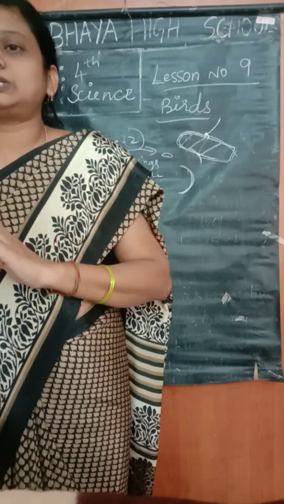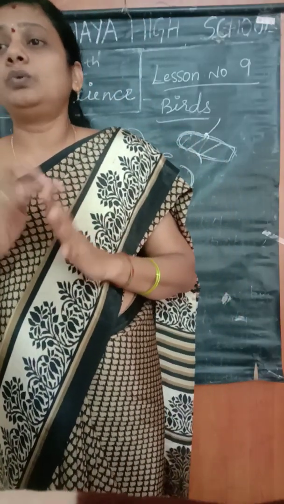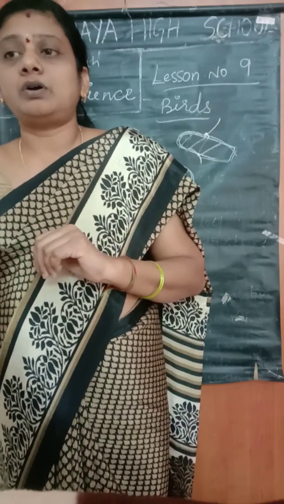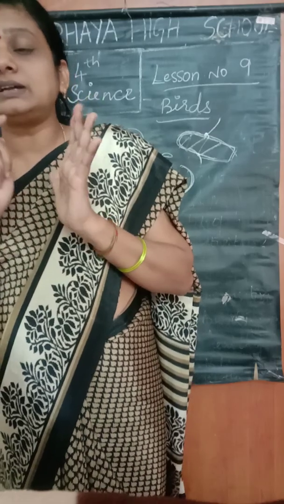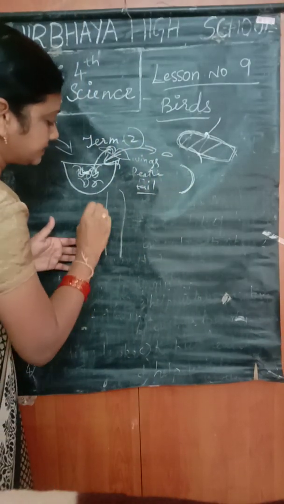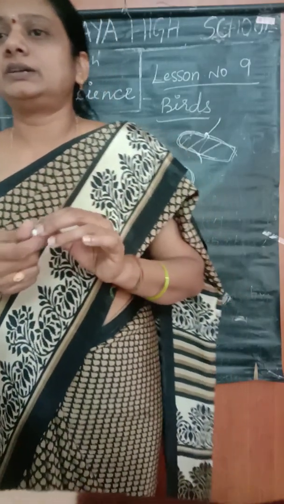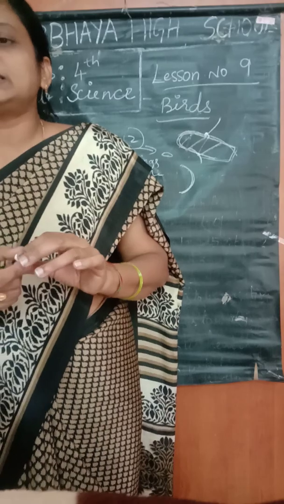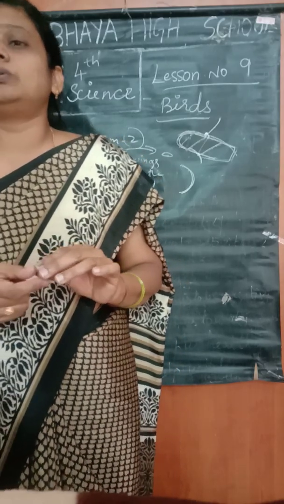The next one is the long beak. Woodpeckers have a long beak, and they make holes in the tree trunks. Their long, sticky tongue pulls out insects and worms from the holes to eat them.